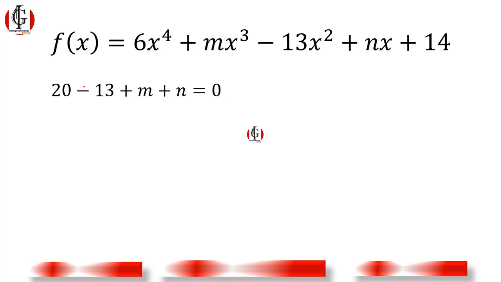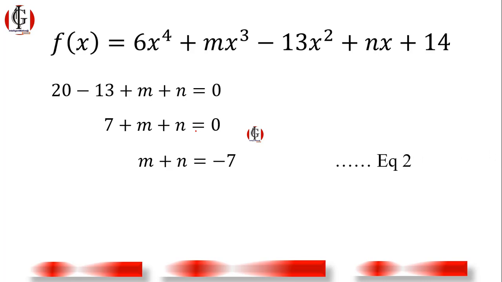So this will be 7 plus m plus n. If I make m plus n the subject, I'm going to have m plus n equals minus 7. So I call that equation 2.